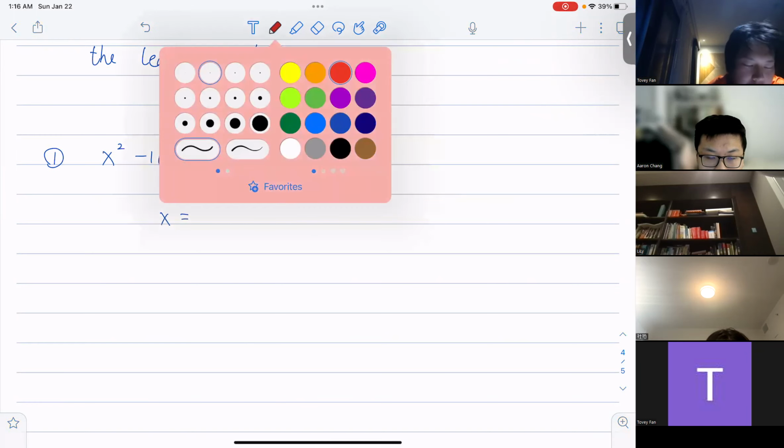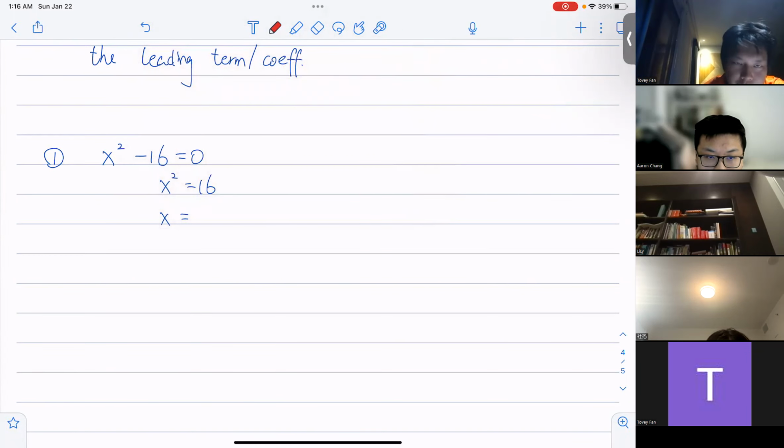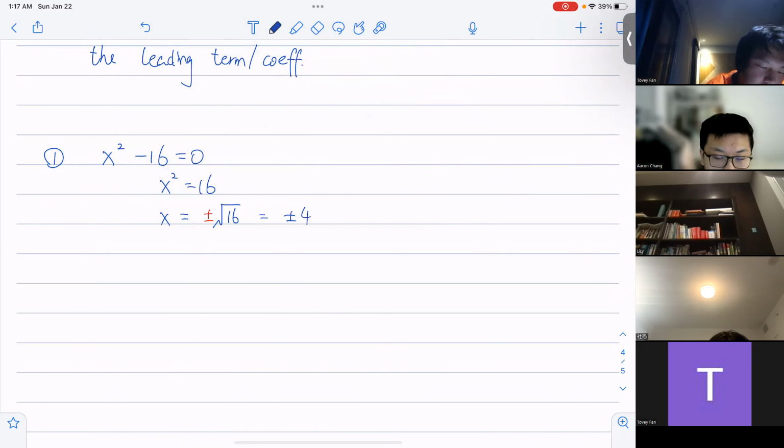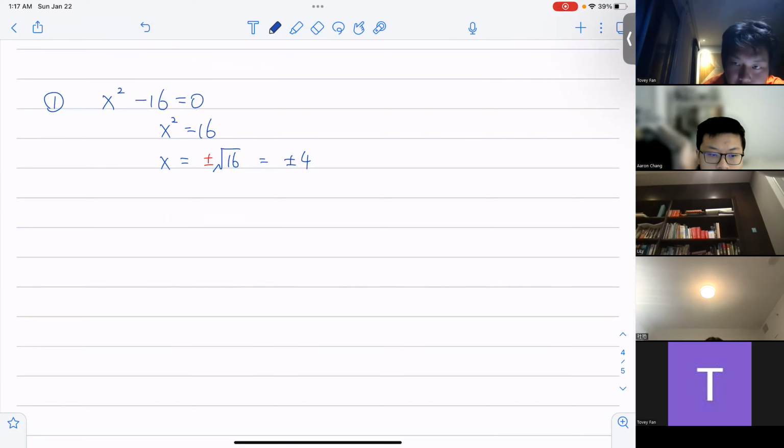Now, the only caveat, the only thing you need to remember when you take a square root is to add a plus minus sign, right? So plus and minus. And then the square root of 16, okay, which is plus or minus 4. Okay, don't ever forget about the plus or minus. Okay, so this is very simple, I believe, right?